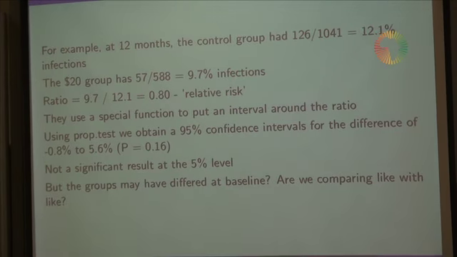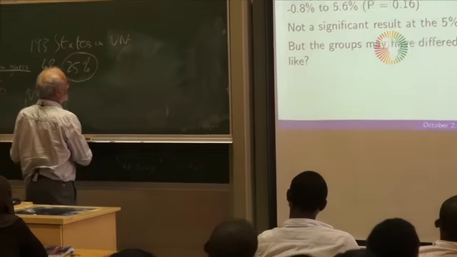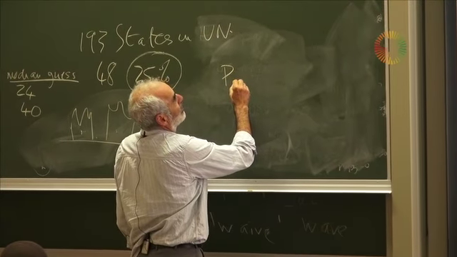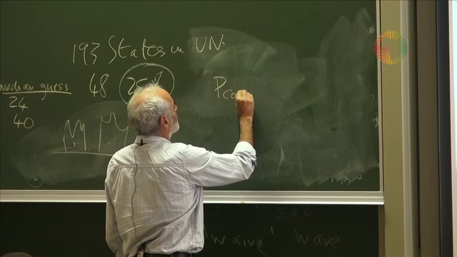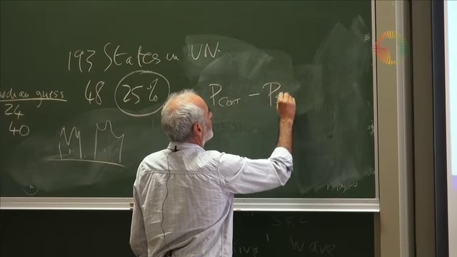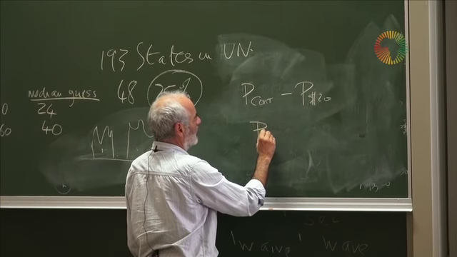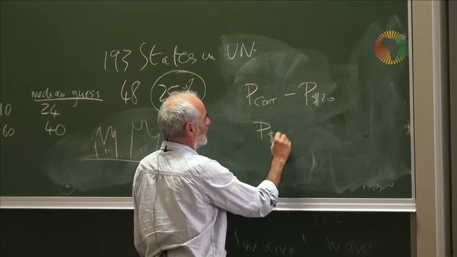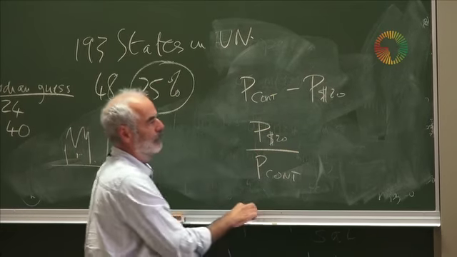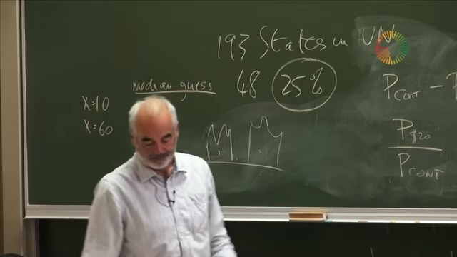So instead of taking in two groups the difference in the probabilities, we've always looked at P, we might call this P control minus P $20. We've looked at differences, but they take the probability in the $20 group and divide it by the other one to get a relative change. So they can say this is 80% of that.